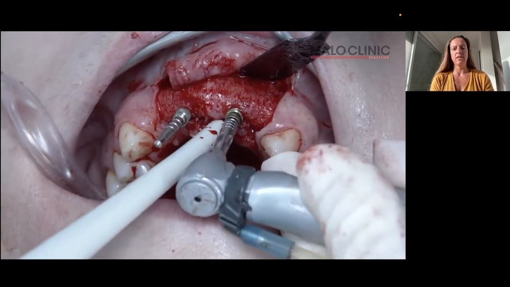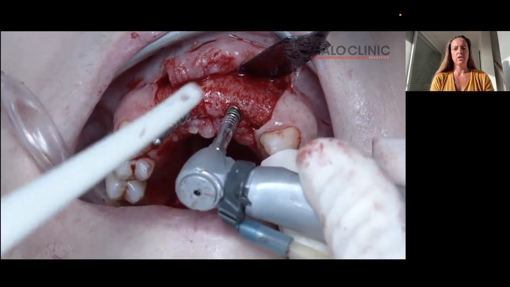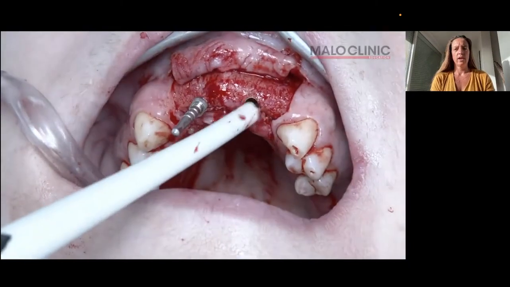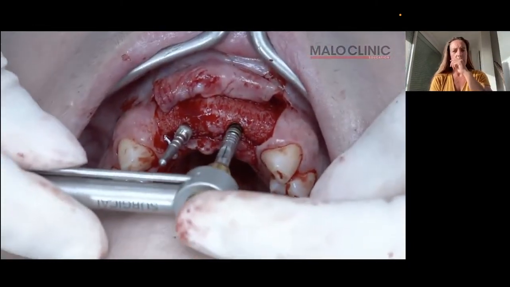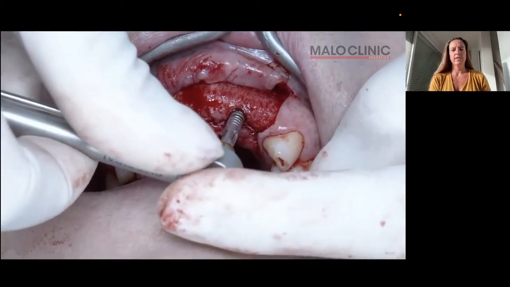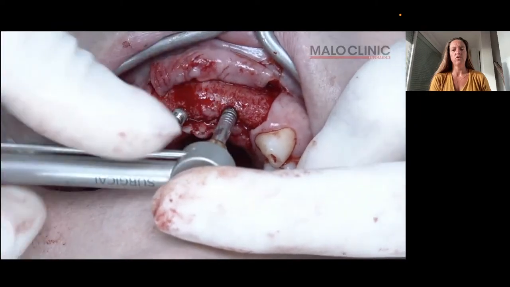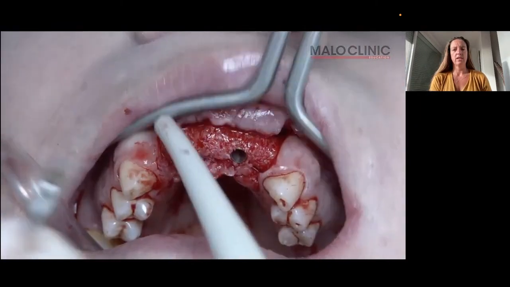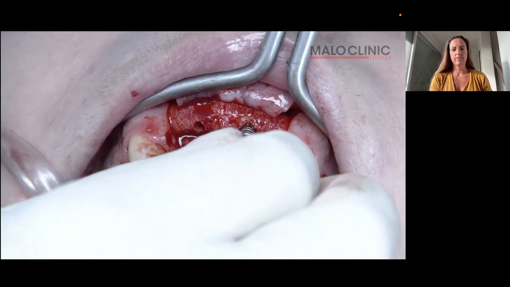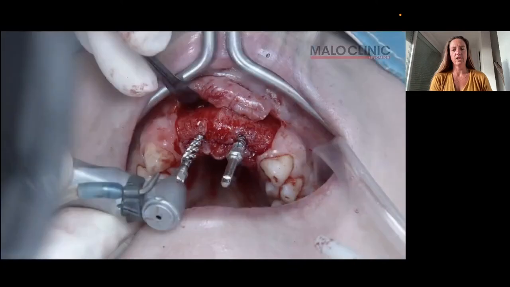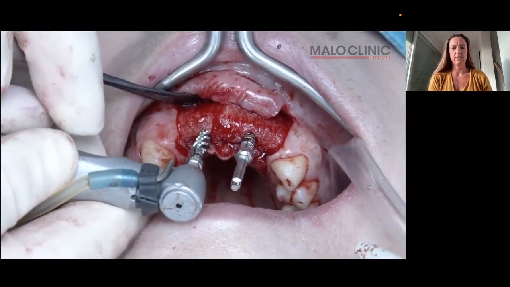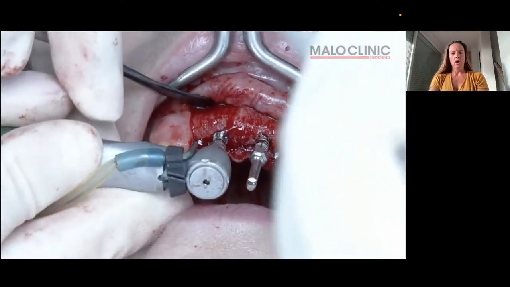So I'm placing the implant, starting with 30 Newton, going to 50, and now I am happy. I am going to check the stability, and I try to place it a little bit deeper. So I check and I go now for the other implant. So again, I use the Osseo Shaper 1.